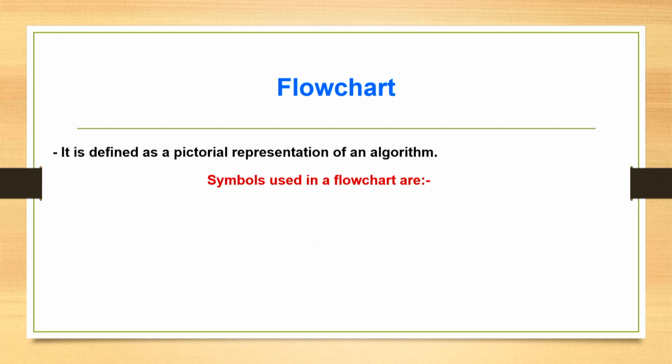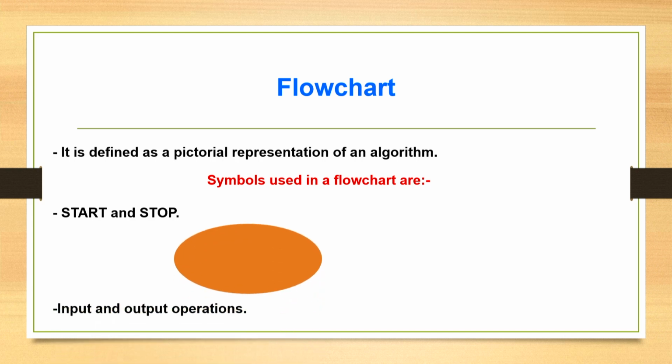Another concept is flowchart, which is nothing but a pictorial representation of an algorithm. There are various symbols which are used in the flowchart. So, we will discuss all these symbols one by one. For a start and a stop, we use an oval shape. For reading or printing, or you can say input or output operation, we use a parallelogram.